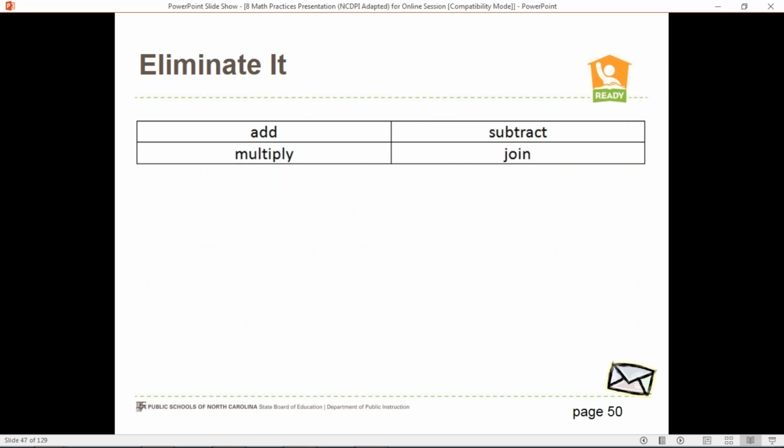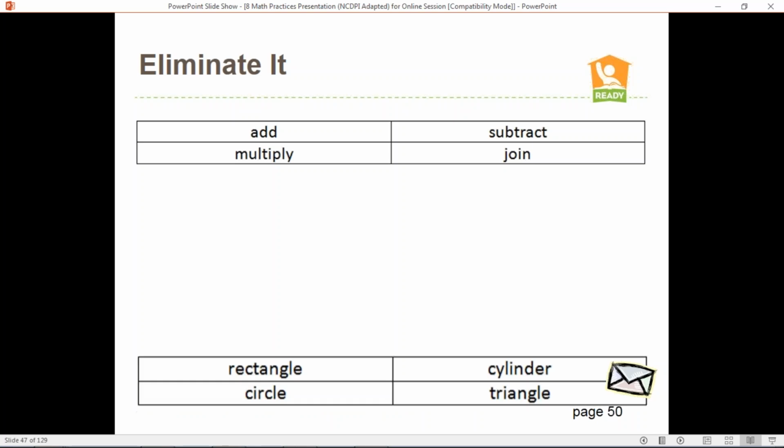So which of those does not belong? Add, subtract, multiply, or join. I might immediately think about subtract, right? And I might say, well, because add and multiply are the same type of process generally, and join means to bring together, and so all three of those have to do something. But another student may come up with another reason to eliminate one or the other one.